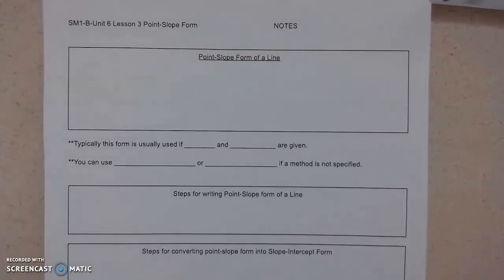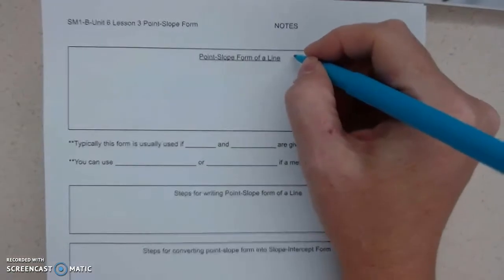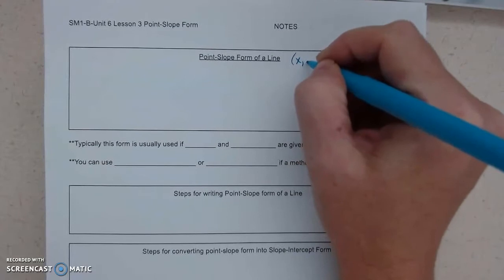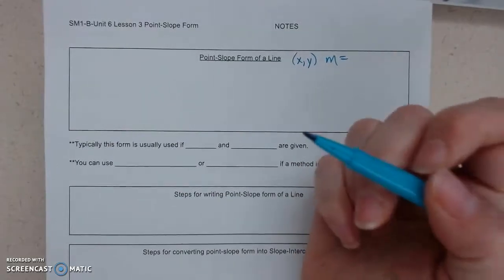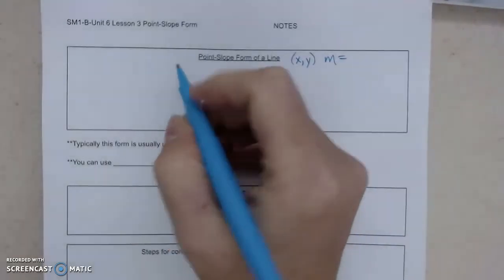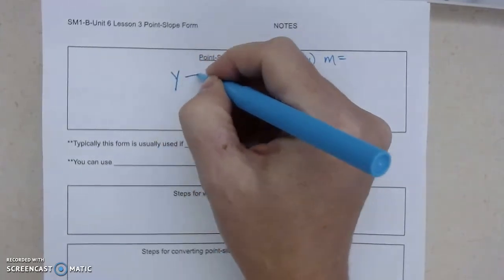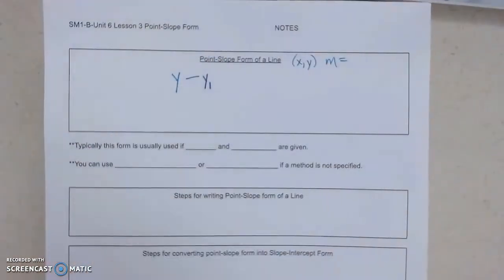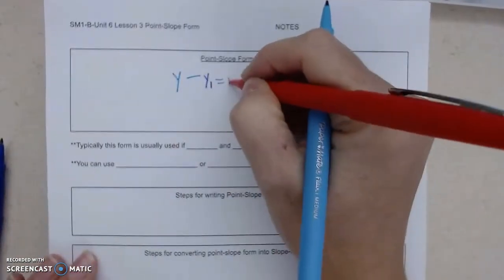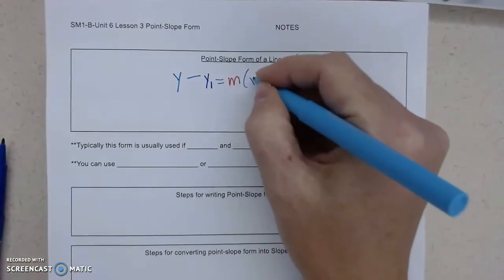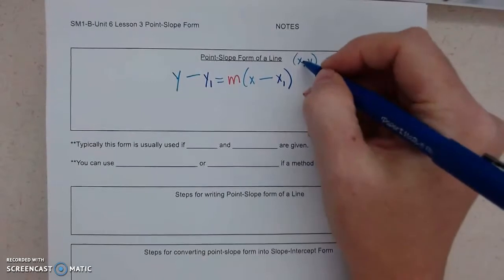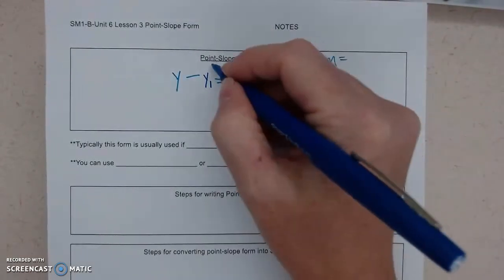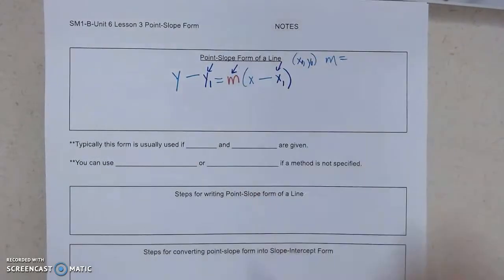Okay, let's talk about Unit 6, Lesson 3, point-slope form of an equation. Point-slope form of an equation is really ideal if you have a point and a slope value, but you can use it regardless of what you have. In general, it is y minus y1 equals m times x minus x1, where (x1, y1) is a point that's given, and your slope is either given or you need to find it.